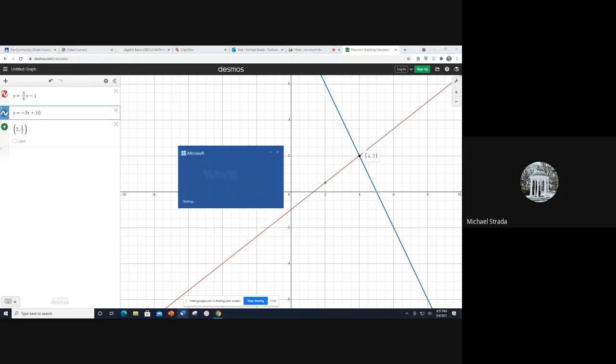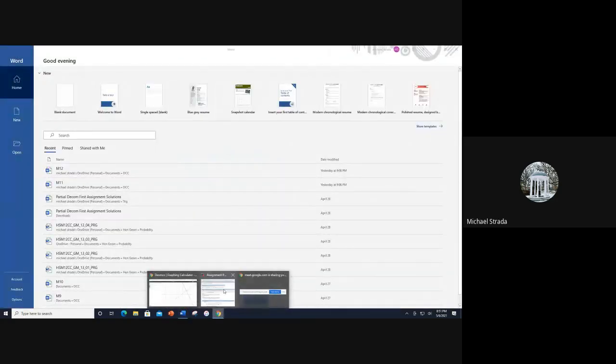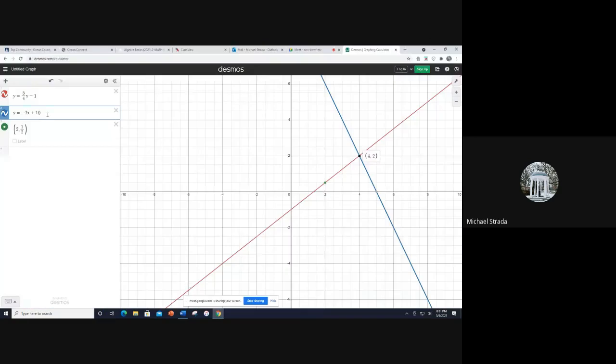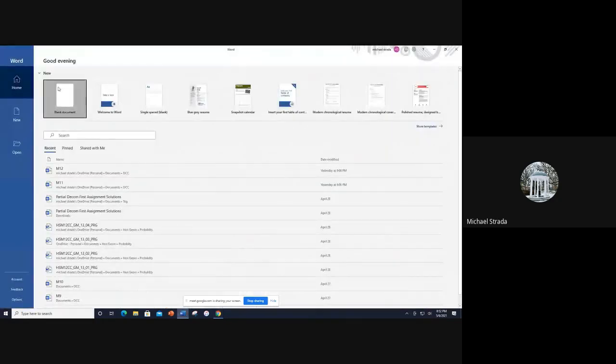Now, the problem with that is, let's say I change this to 9. And now my solution is this value, and it's going to be really hard to do that in a graph with precision. So they developed algebraic methods in order to solve. We have a couple things at our disposal.